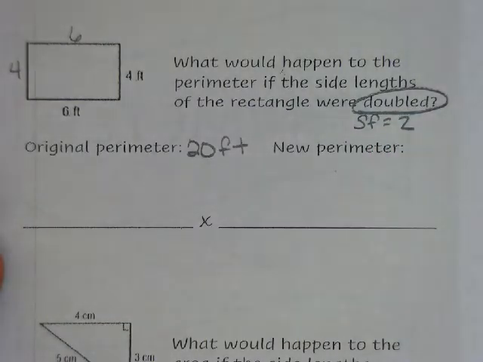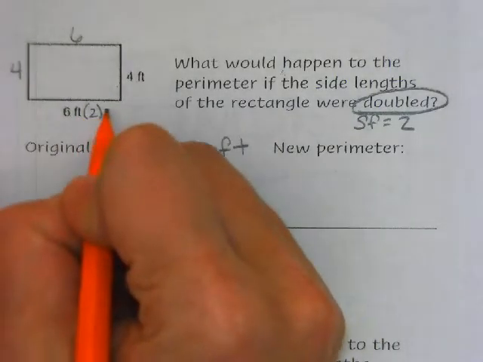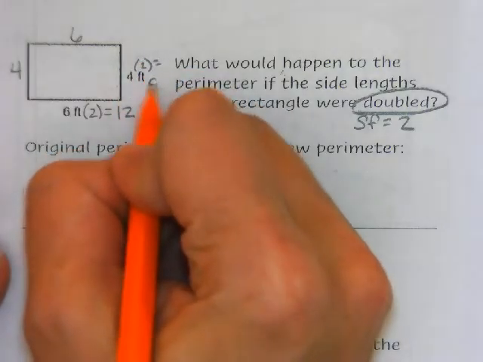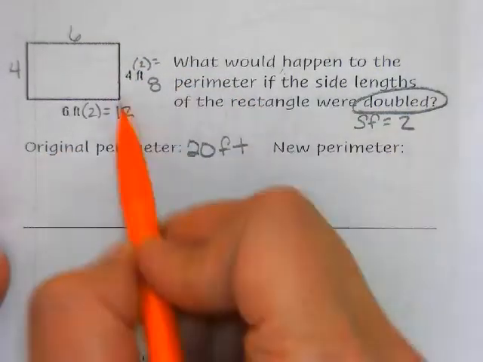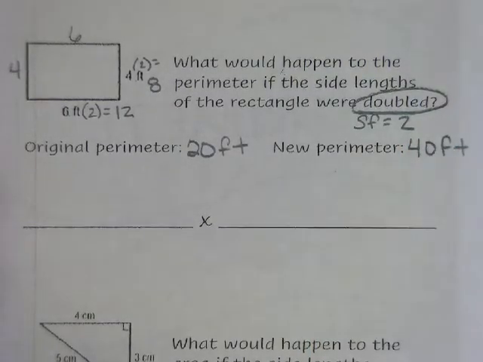Remember that? Scale factor is that number you multiply by. So what are my new sides? If I say 6 times 2, what do I get? 12. If I say 4 times 2, I get 8. So what's my new perimeter? 40 feet.